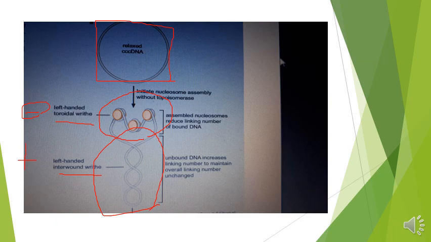Because we are wrapping this DNA in a left-handed fashion around this protein, it will produce negative supercoiling. But to compensate, this part of DNA will produce positive supercoiling, and you know that this is a left-handed interwound writhe, so it can produce positive supercoiling, right?